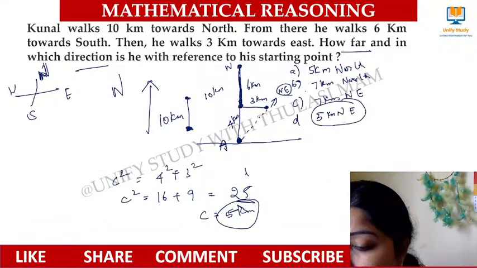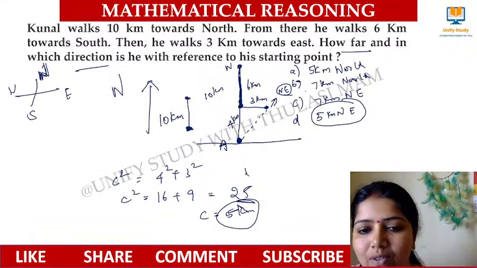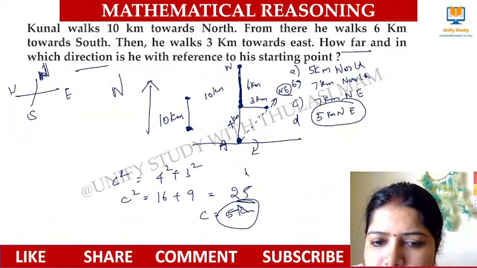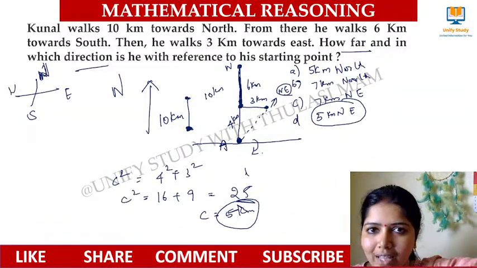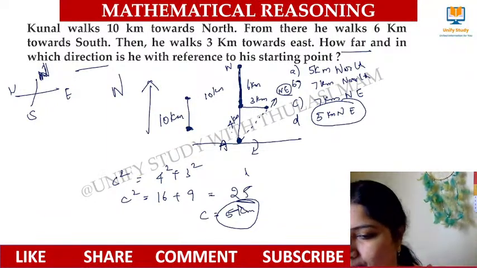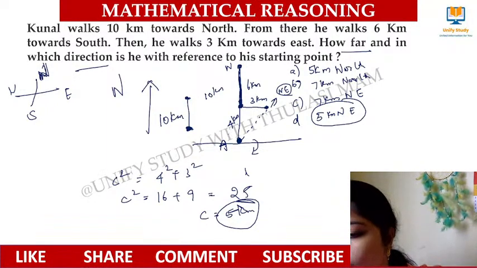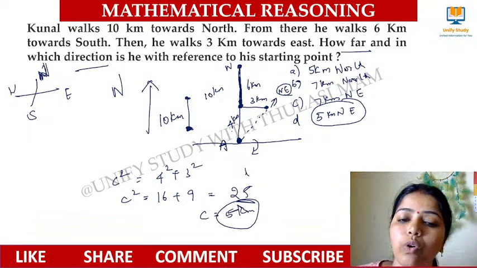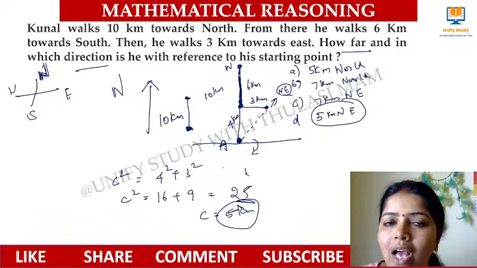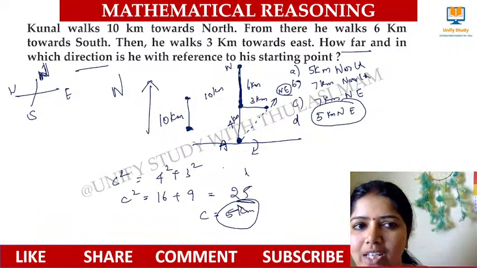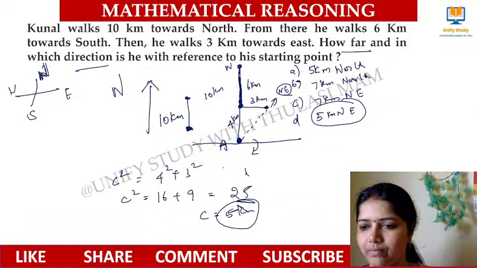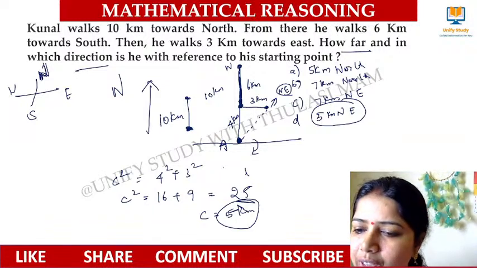Lakshmikant, it's not southwest or southeast, it is northeast. Only when he comes below this point A will it become south. Until then, it is north. Clear? Those who got confused with the south, don't get confused. When he goes below point A, only then it becomes south. Until then, it is north direction. Okay, clear? Very good.